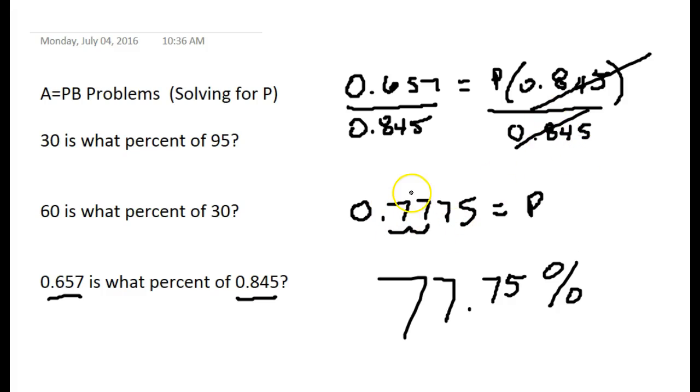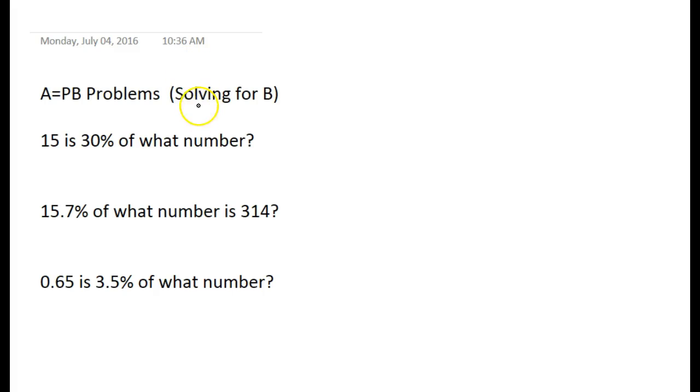All right, let's look at the third type of these. The third type is when we solve for B. Look at this first question. 15 is 30% of what number? 15 is, so 15 equals, oh shoot, where's my eraser? Kind of messed that up.